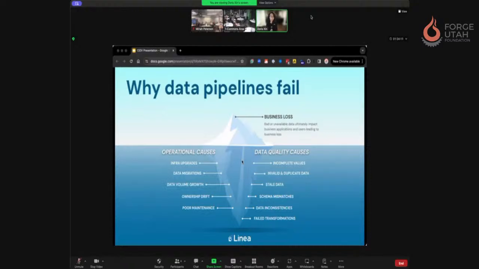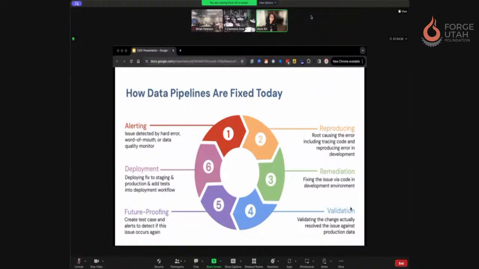Why do pipelines fail? I'm pretty sure this is super familiar to all of y'all, so I'm not going to read it out, but the point is that when you see business losses, right, it could be one of many different reasons. This is just a small sample of the different types of causes, right? There can be operational issues, can be data quality issues, and anywhere in between. Okay, so this is what happens today when pipelines break.